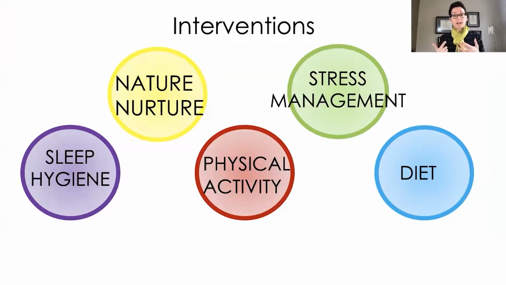We can improve their diet. We can add those melatonin-producing foods. We absolutely need to get that HPA axis down, that cortisol level down, improve their stress management. We need to get them out and moving, and I'll give you the research on that. Nature nurture is another great way to do that. They need adequate amounts of sunlight during the day. Sunlight does dictate, and light in general dictates sleep.